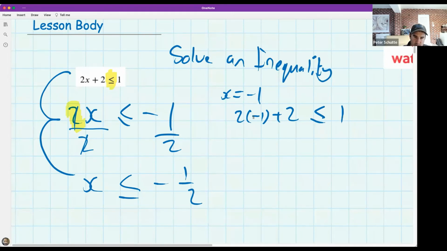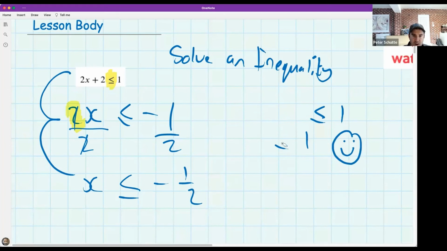What is 2 times minus 1 plus 2? It's going to be 0. Is 0 less than 1? Yes, it is. So it turns out my method has worked. I found a way to find good solutions.